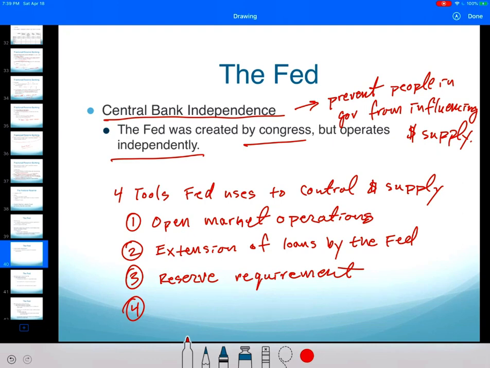Okay? And the last tool is actually a new one that was created basically at the end of 2008. Okay? And that is the Fed now pays interest on required and excess reserves. Okay? Interest on, but again, we're really going to talk about excess reserves, but interest on excess reserves. Okay, so these are the 4 tools the Fed uses, and we will dive into them in the next video.